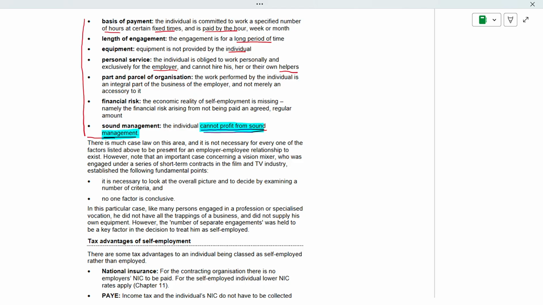There is much case law on this area, and it is not necessary for every one of the factors listed above to be present for a relationship to exist. Note the important case concerning a vision mixer who was engaged in a series of short-term contracts in the film and TV industries. That established the following fundamental point: it is necessary to look at the overall picture and decide by examining a number of criteria. No one factor is conclusive.